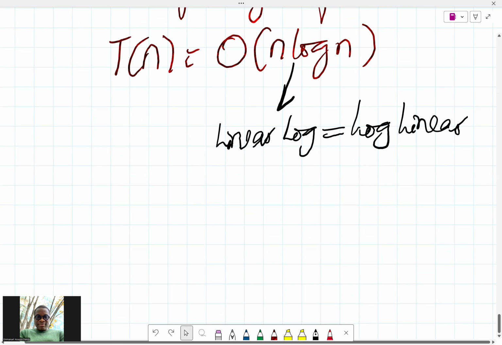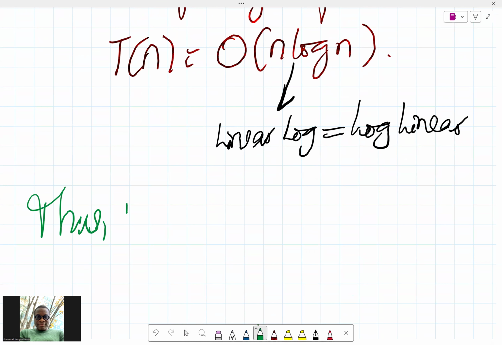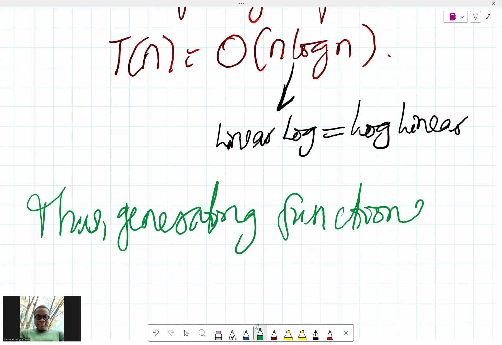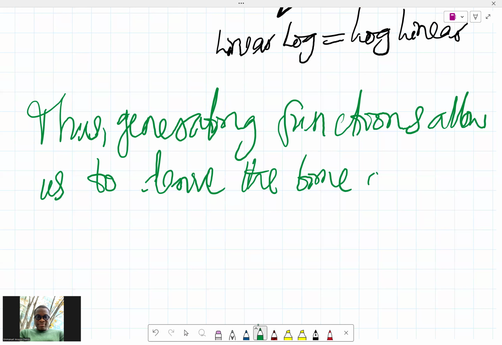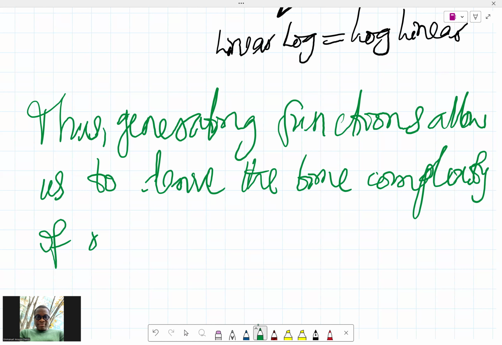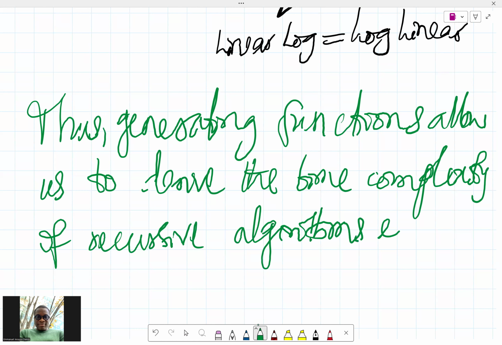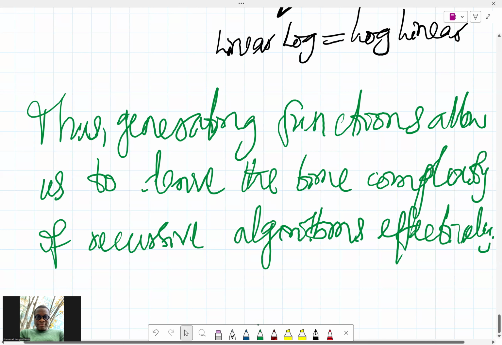Okay. Now with that done, so finally, thus generating functions allow us to derive the time complexity of recursive algorithms effectively. So, I have a plan to make a playlist on algorithm analysis. So let's hope I get around to doing that. So watch out for that.